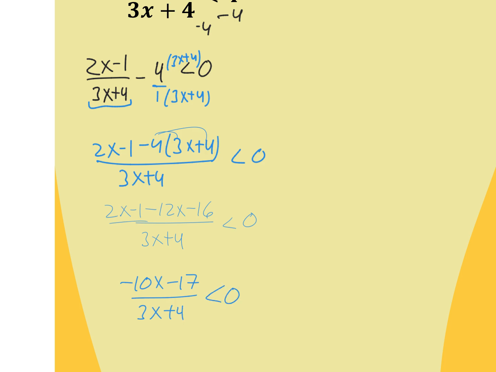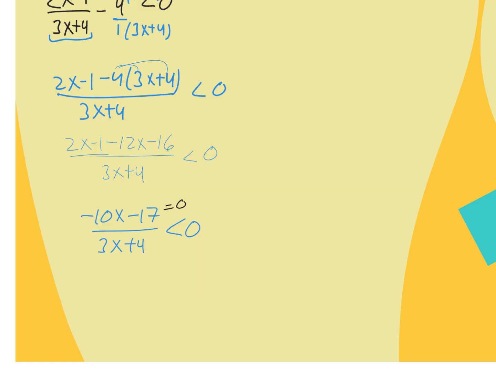All right, so now that I have a single fraction and 0 on the other side, I can set the top and the bottom equal to 0. So when I do negative 10x minus 17 equals 0, and then 3x plus 4 equals 0, I'm going to have x equals 17 over 10, and x equals negative 4 over 3. Okay, sorry, wait, this one should be negative as well, right? Negative 17 over 10. If you want to avoid making the mistake that I just made, you would write out all your steps: add 17 on both sides and then divide by negative 10.